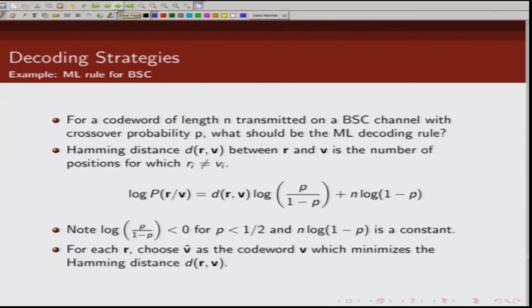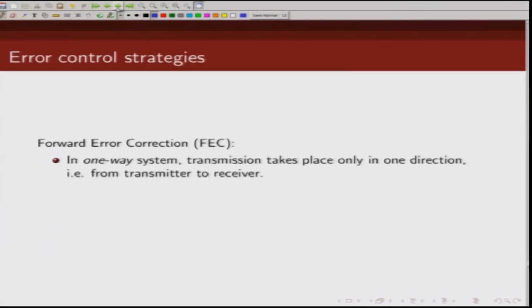So, this gives us a maximum likelihood decoding rule for binary symmetric channel. And what is that? We should choose a v such that drv is minimized. In other words, we should choose a code word v such that Hamming distance between the code word v and the received sequence is minimized, and that makes sense. And that is our maximum likelihood decoding rule.